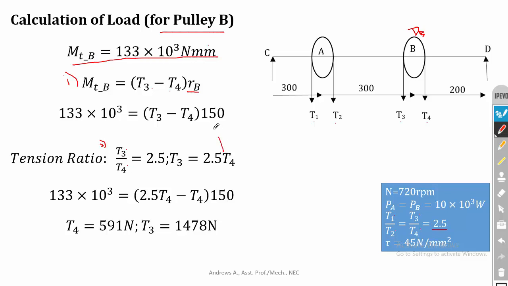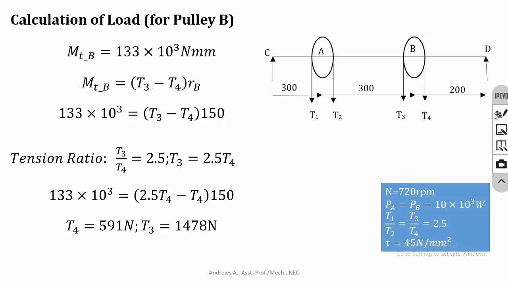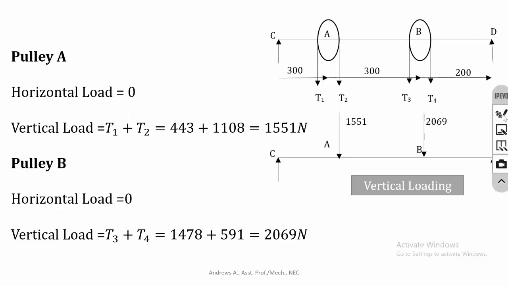Okay, so you can substitute this in the previous equation and you can calculate the value of T4, that is 591 Newton. Then you can substitute the T4 value in this ratio and you can calculate the T3 value. T3 is equal to 1478 Newton. Okay, so now we have calculated the loads. We can draw the load drawing.